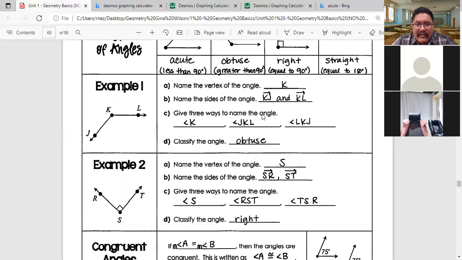Three ways to name the angle, right? So there's three ways. You can name it with one letter and the vertex. But that only works because we only have one angle here, right? This is the only one we have here. Here we have JKL. So coming from this side, JKL. Over here we have, well, starting with LKJ.